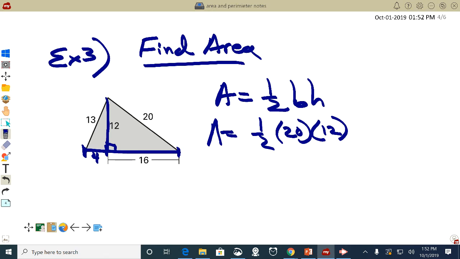So I got the area then, 1/2 times 20. Let's see. 1/2 times 20, that's the same as taking a number and dividing it by 2. So it's really 20 divided by 2, which is going to be 10. And then 10 times 12.